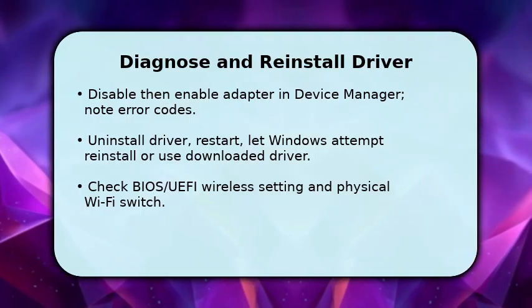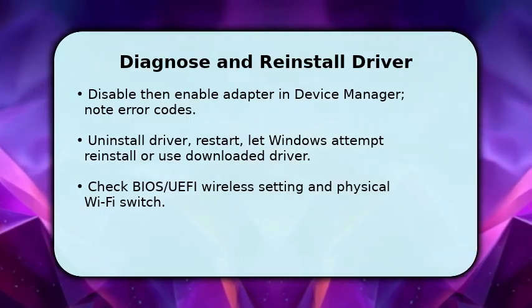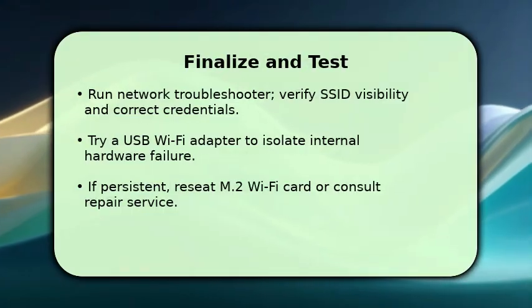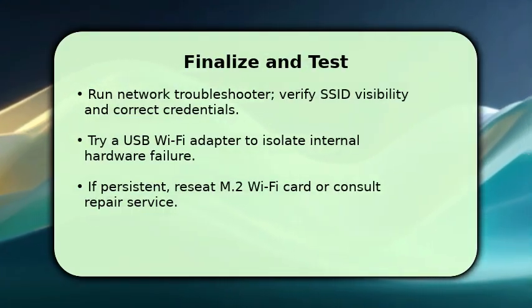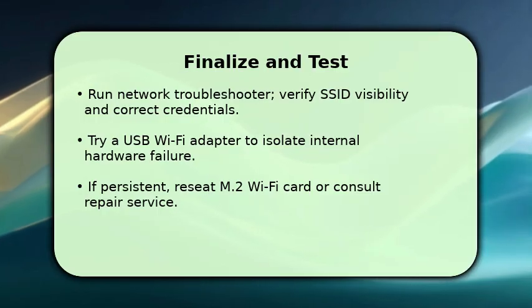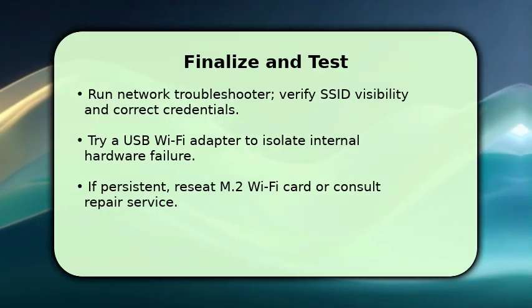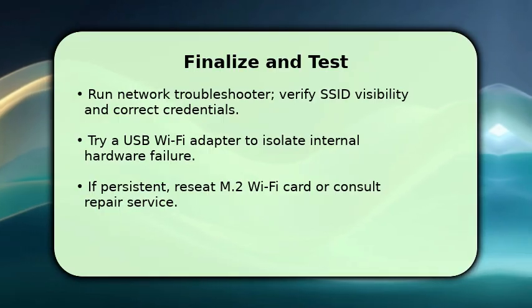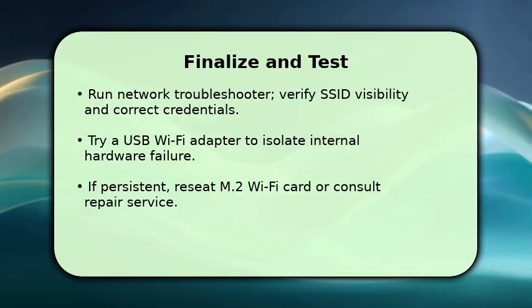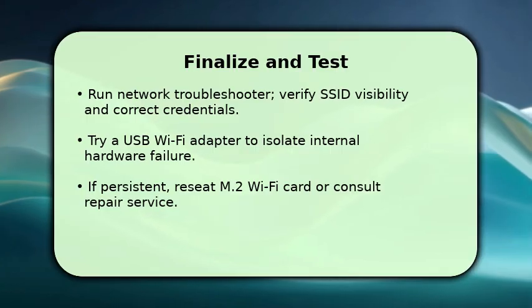You finish by validating the fix and preparing fallback options. Run the built-in network troubleshooter to apply common repairs and confirm the SSID is visible and credentials are correct. If the internal adapter still fails, test with a USB Wi-Fi dongle. This isolates whether the laptop's radio hardware is bad.